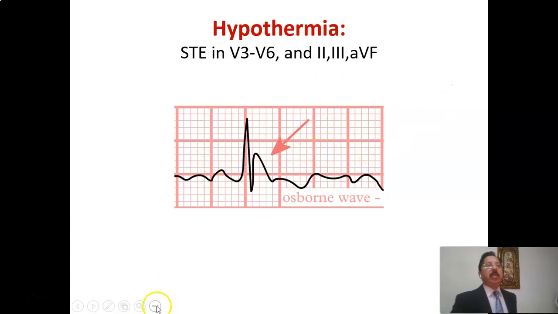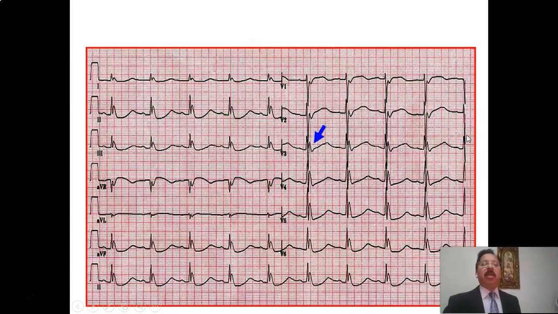Another cause of ST segment elevation is hypothermia, and you will see some very strange shape of the ST segment elevation at the J point. So this notch, elevated notch or ST segment elevation is called Osborne wave, and it's a feature of hypothermia, especially if the temperature is quite low.